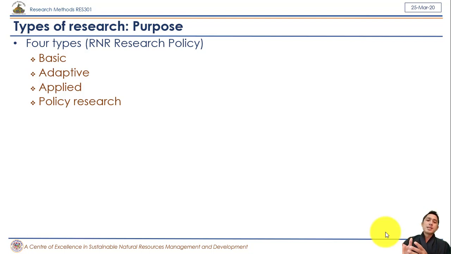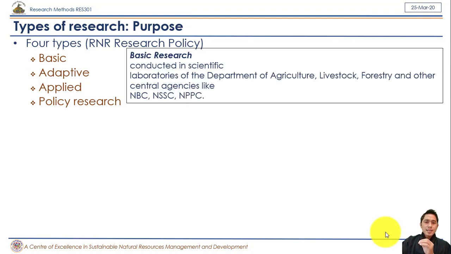Four different kinds of research are practiced in Bhutan: basic, adaptive, applied, and a very interesting one known as policy research. Basic research, which I'm going to come back to in the next slide, is just to collect basic information. You're not even looking at what the applications of this knowledge can be, but just collecting basic information about something.